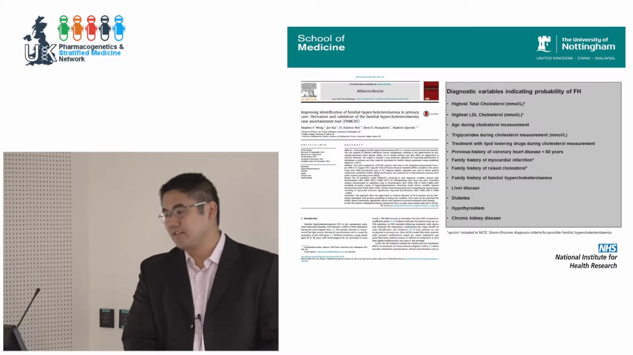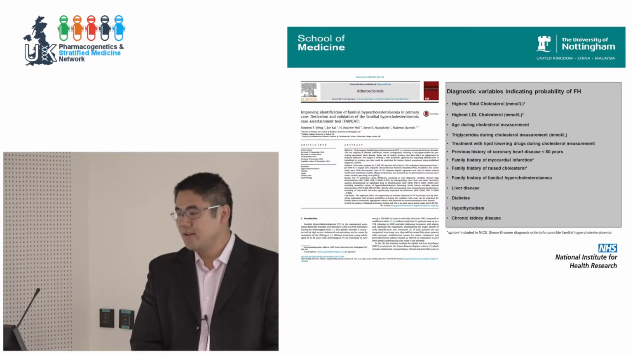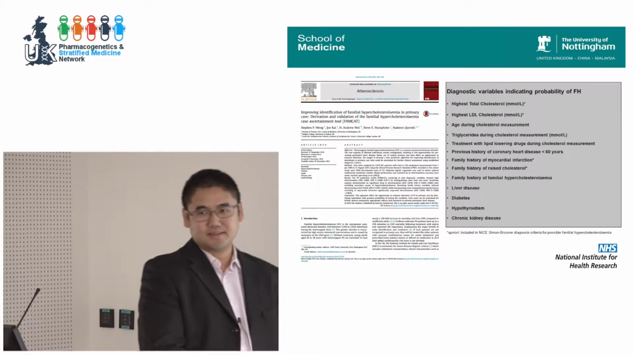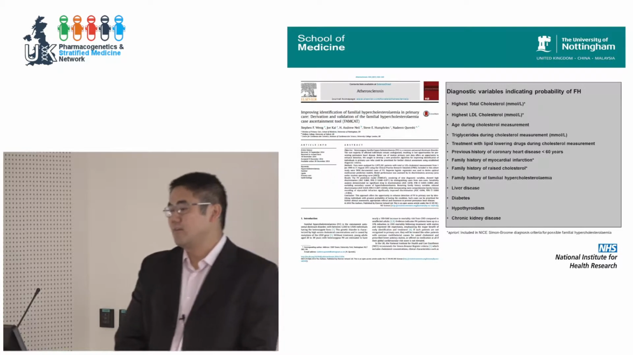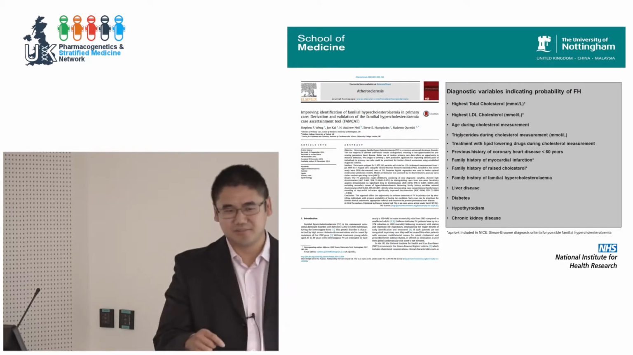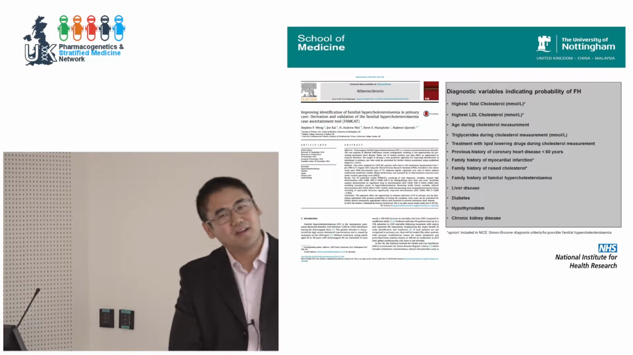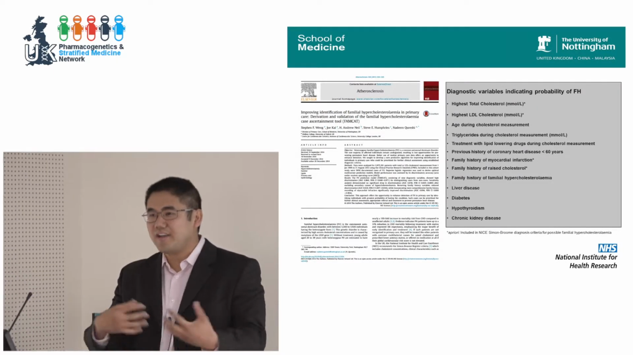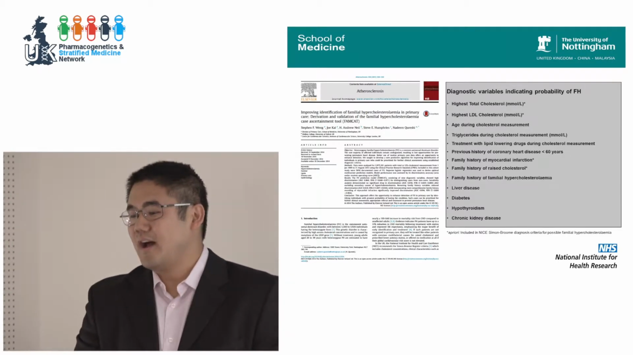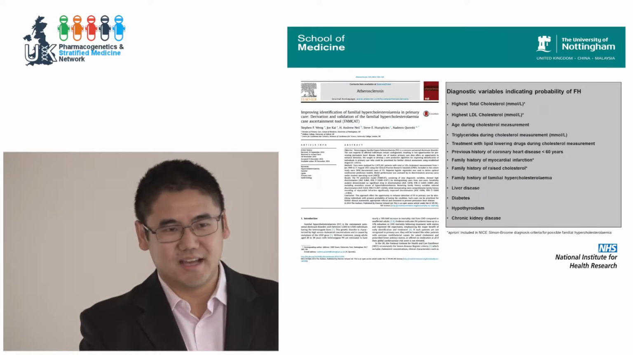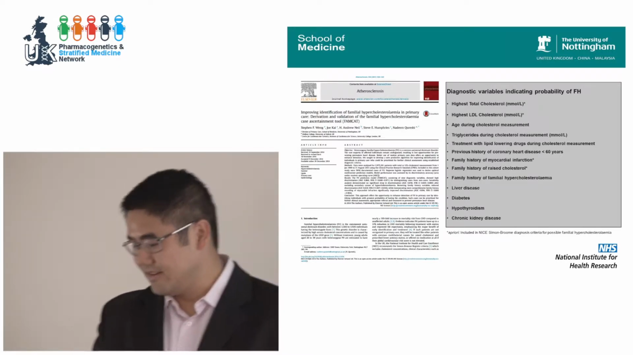Those are the diagnostic variables indicating a pretest probability of FH. And you can see in there, you have your lipid markers. We included triglycerides because that was a negative indicator, with elevated triglycerides. Age was a negative indicator as well, in the sense that if you have a patient of a younger age with elevated cholesterol, there should be a higher pretest probability for FH. And negative indicators include secondary causes like liver disease, diabetes, hyperthyroidism, and chronic kidney disease.